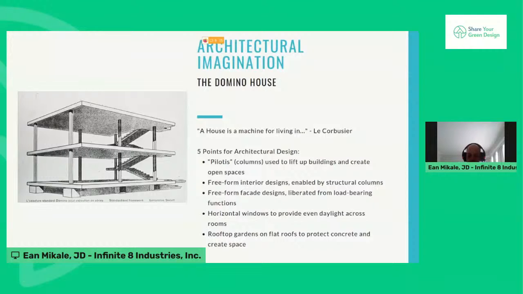Horizontal windows provide even daylight distribution across the rooms. And then rooftop gardens on flat roofs protect the concrete underneath, and also create an additional space. And so this really opens up not only the architectural imagination, but when you think about the house as a machine for living, the house is a machine for living.